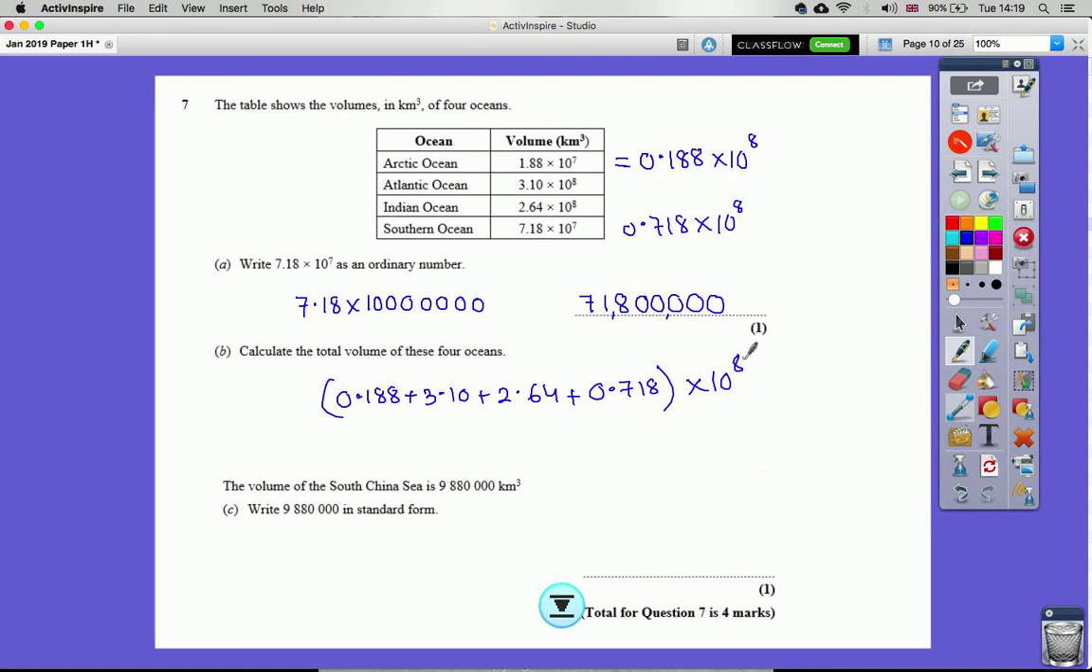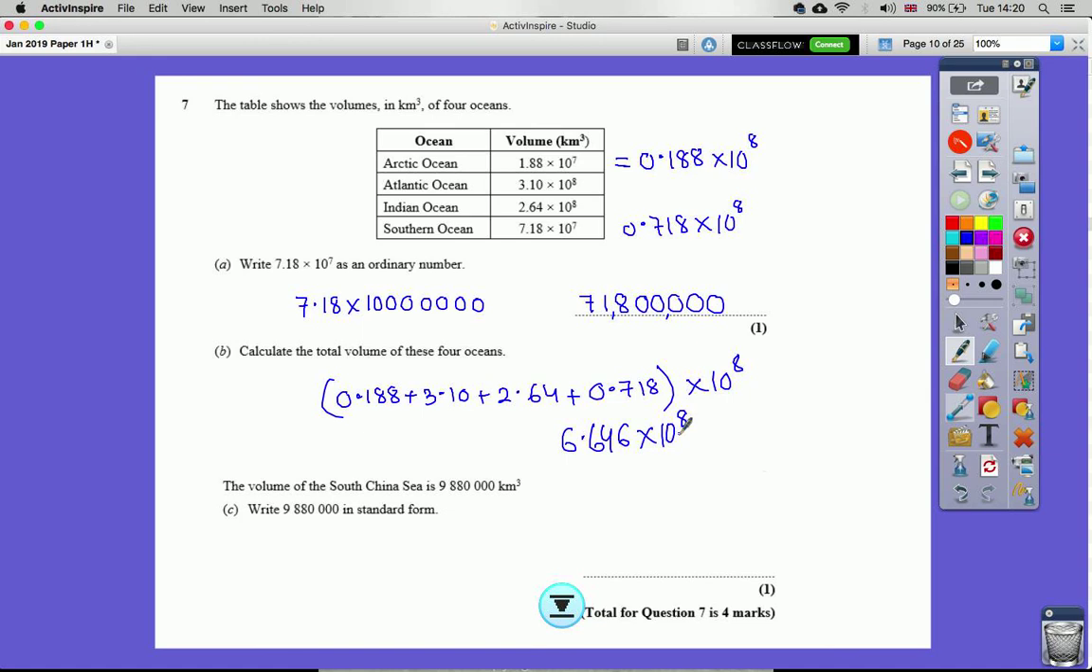So let's work it out. What do we get? 0.188 plus 3.10 plus 2.64 plus 0.718 gives you 6.646. So the total is 6.646 times 10 to the power of 8.